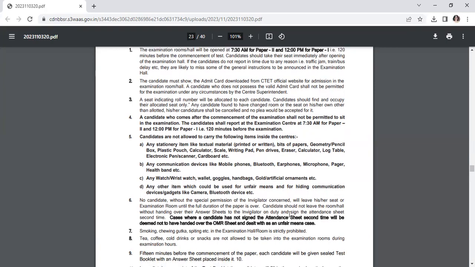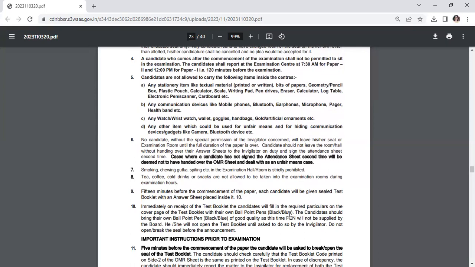Okay. No candidate, without the special permission of the invigilator concerned, will leave the seat or examination room until the full duration of the paper is over. Candidates should not leave the room or hall without handing over their answer sheets to the invigilator on duty and signing the attendance sheet. Second time, cases where the candidates have not signed the attendance sheet will be deemed not to have handed over the OMR sheet and dealt with as unfair means cases. Remember, teachers, this is very, very important. You are going to sign after handing over the OMR sheet to the teacher. Second time, you are going to do the signature over there.